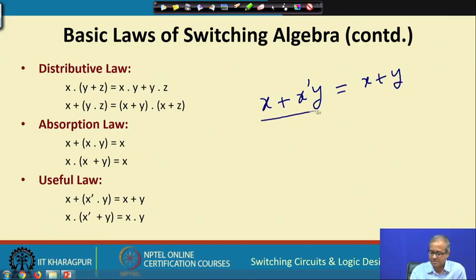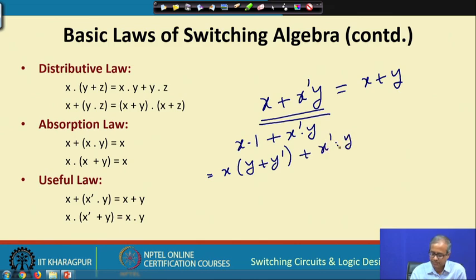I am just giving you a hint of how you can proceed. What can you write for x? This means x and (1 plus x bar y), and this 1 you can write as y or y bar. This is also a rule you have studied: y or y bar is 1. Plus x bar y. You multiply this out: x y plus x y bar plus x bar y.